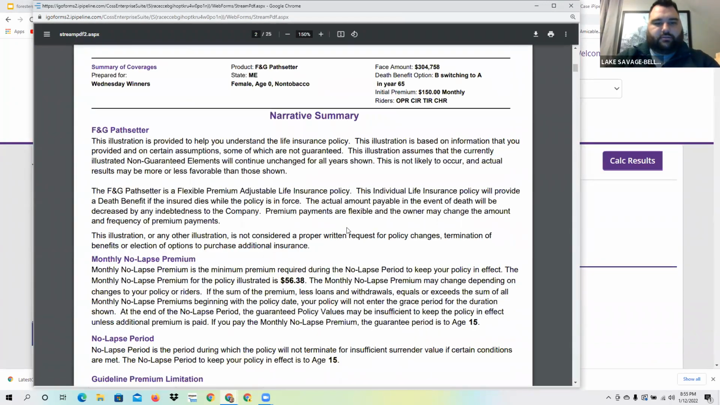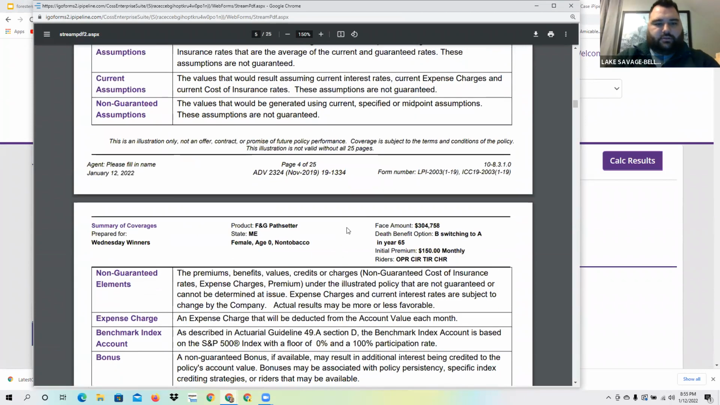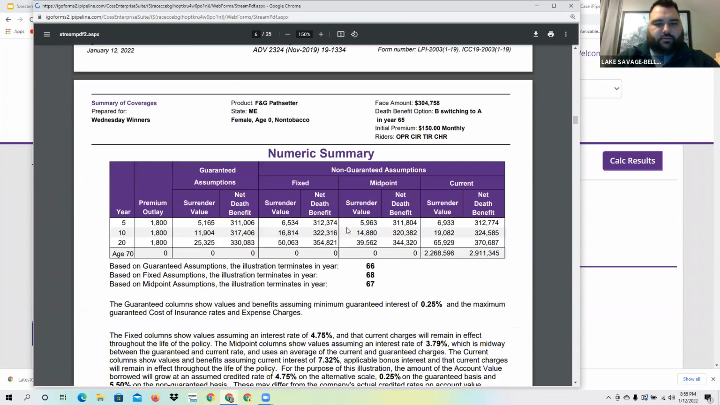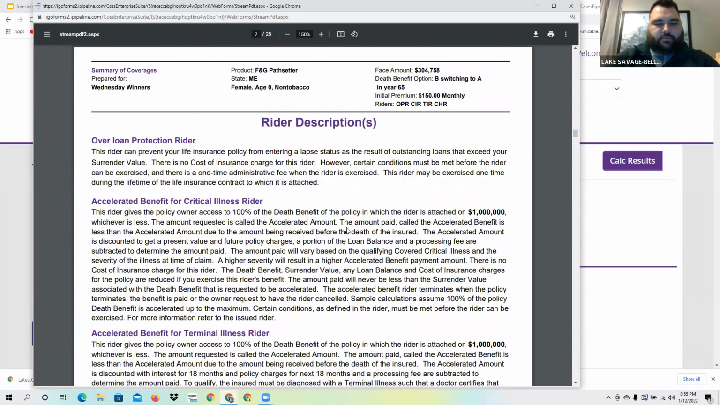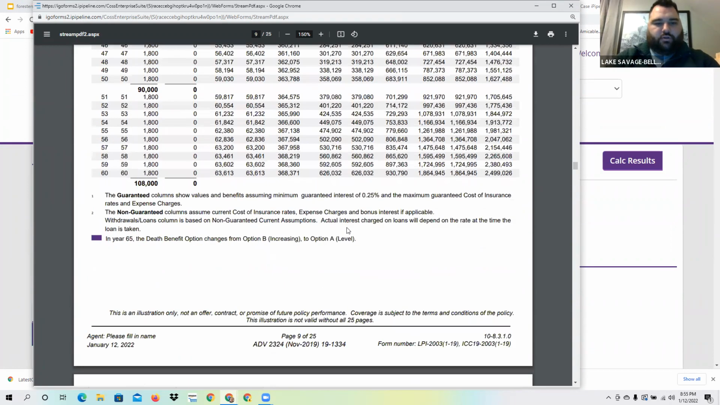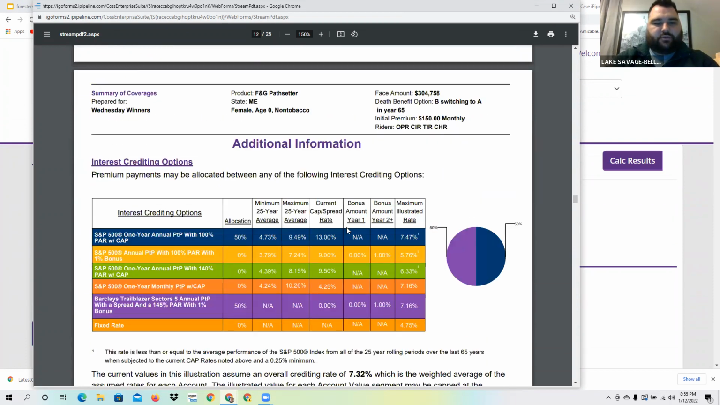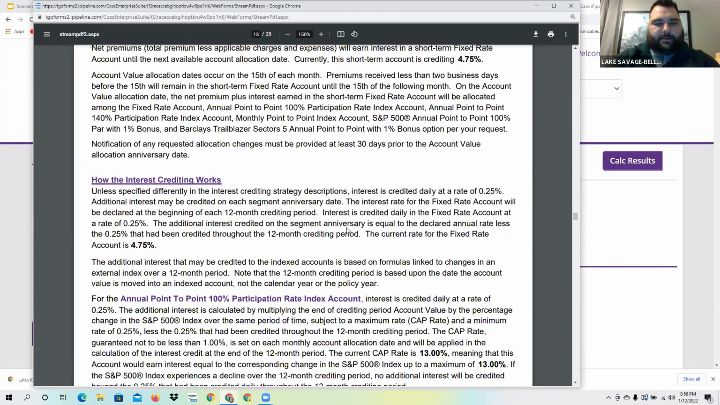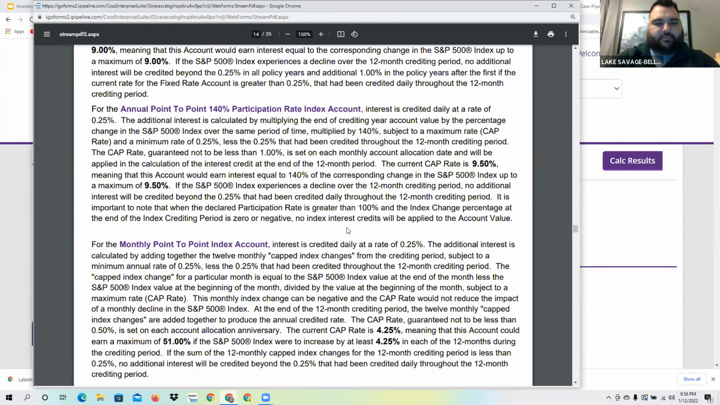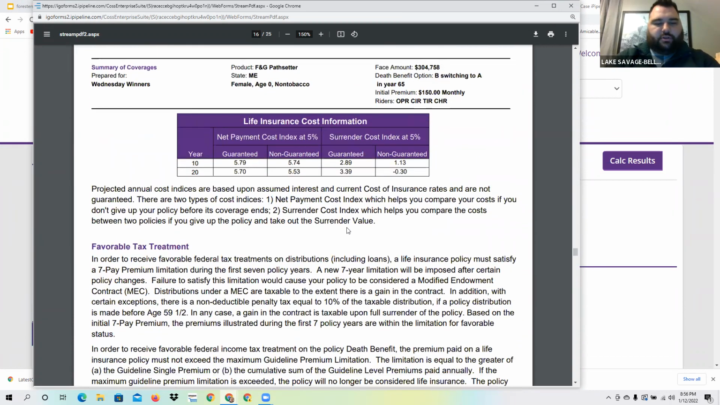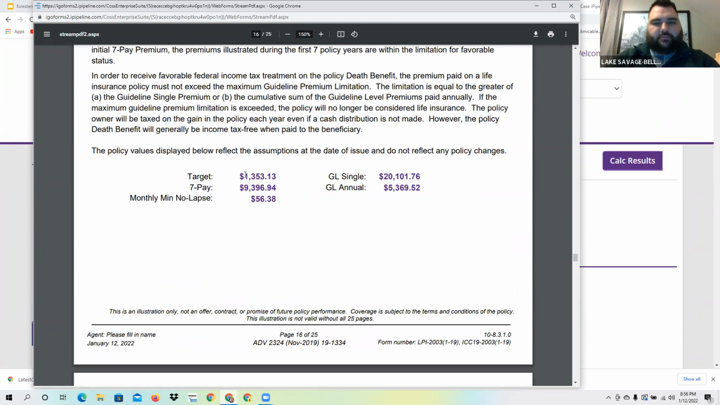All right. So you wrote an $1,800 AP policy, which counts towards your monthly AP. But what will you get paid on is your target. So target premium is $1,353. Whatever your contract level is, that's the amount you're going to get paid on.